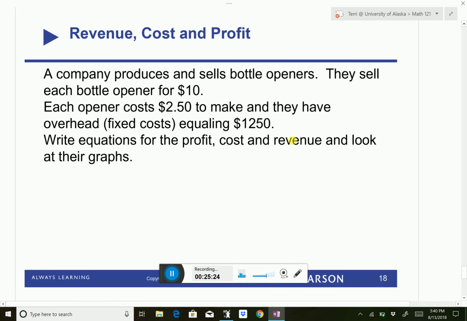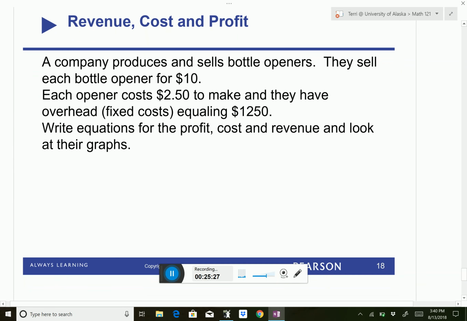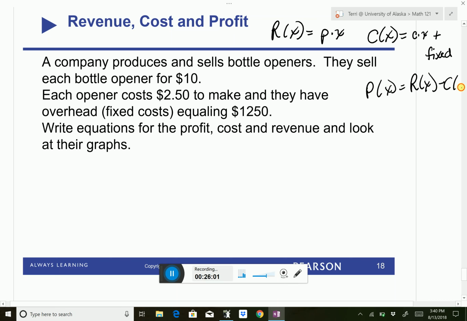So to illustrate this, one of the ways that we're going to be talking about it a lot is revenue, cost, and profit. Just really quick, the revenue is usually the price times X. The cost is often unit cost, call that little c, times X, plus a fixed cost. And profit is revenue minus cost.